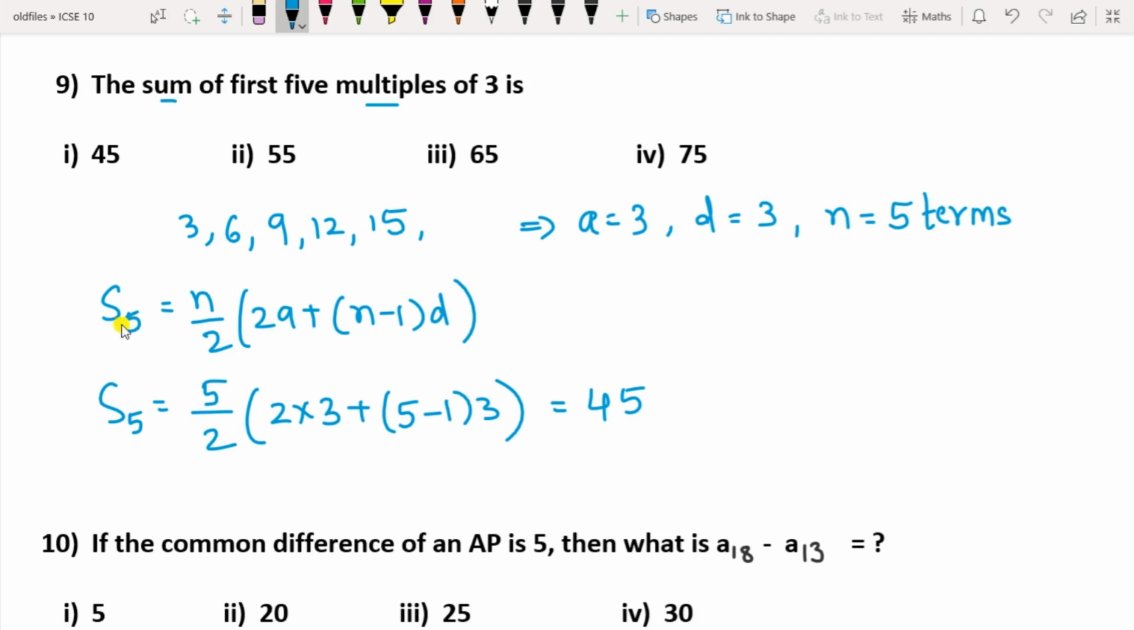So Sn is equal to n by 2, write the formula, substitute the value of n as 5, A as 3 and D as 3 here, and you get S5 equal to 45. So option 1 is the correct option.